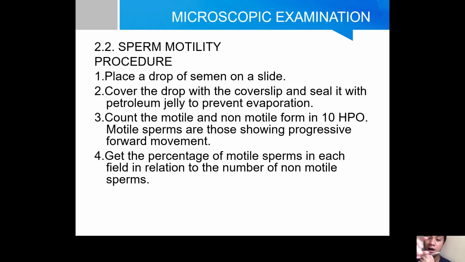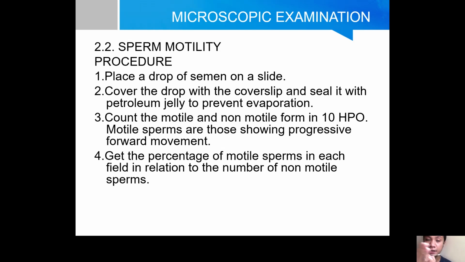So you need to count how many of those sperms are in your 1 HPF field, and out of that, how many are motile. For example, if you have 100 sperm cells in 1 HPF and only 50 are motile or moving, that's 50%.